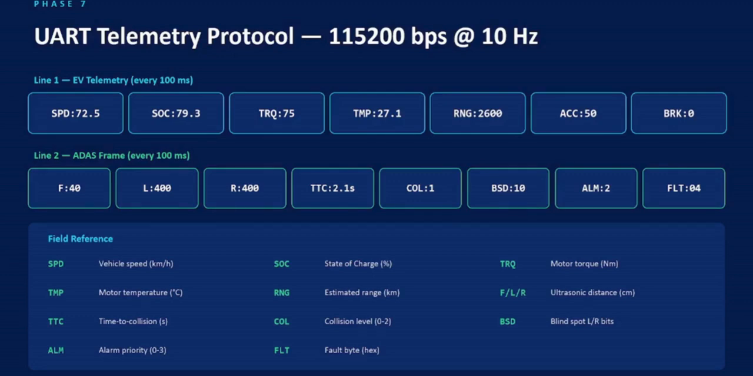The Python application continuously reads these text frames, which include speed, SOC, torque, temperature, range, acceleration, brake, etc. It separates each field using labels. Finally, it updates the dashboard in real time.